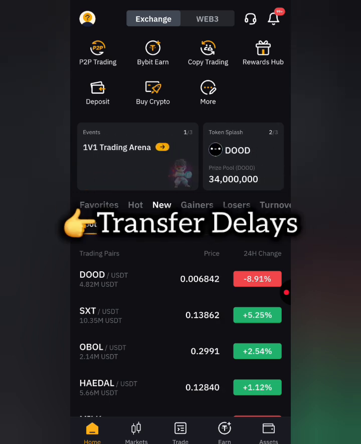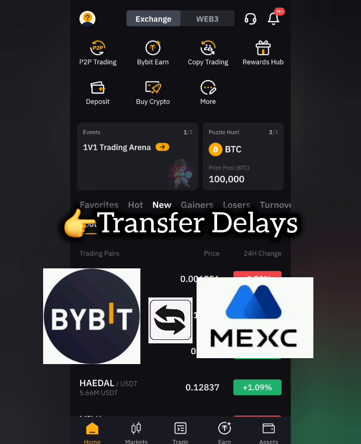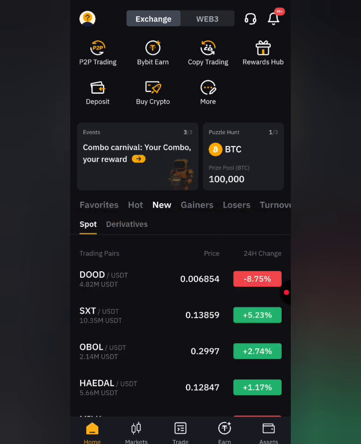And also transfer delays, okay? Now, you know, cross-exchange arbitrage is very time sensitive, so if you're actually moving your token from one exchange to another, sometimes if the network is congested at that time, it could take you 5 to 30 minutes before the token will actually arrive on the particular crypto exchange you are about to sell on, and at that time your profit margin would have reduced or the opportunity might no longer be there, okay?